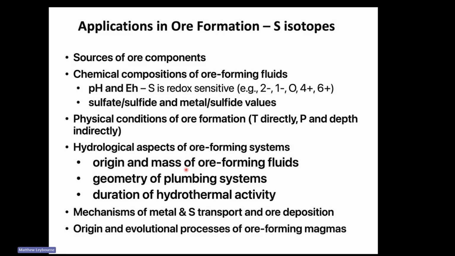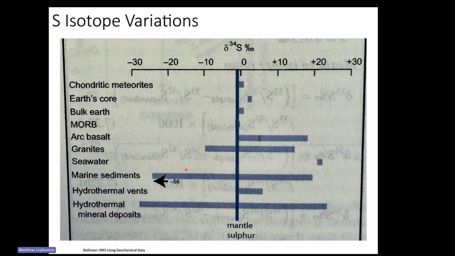Sulfur isotopes, like carbon, are hellishly complicated, and that's because they're so redox sensitive. It's a terrible diagram, but it's from a very good book using geochemical data. And really what it's showing is the range in sulfur isotope values in different reservoirs on Earth. So we see chondritic meteorites, the Earth's core, bulk Earth, and MORBs are all around about just slightly negative compared to 0 per mil.